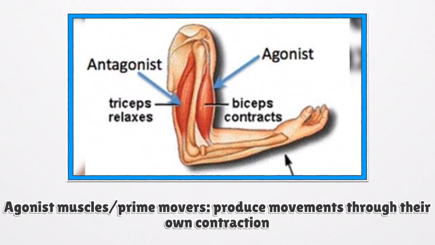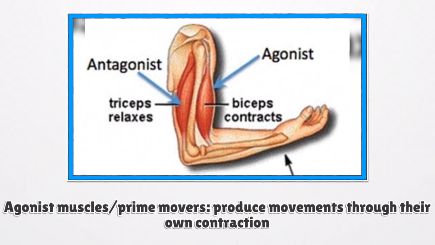The agonist muscle is the one that produces any type of movement by its contraction. The arm on the screen moved and was bent due to the contraction of the biceps. So in this case, the biceps can be called agonist or prime mover muscle.